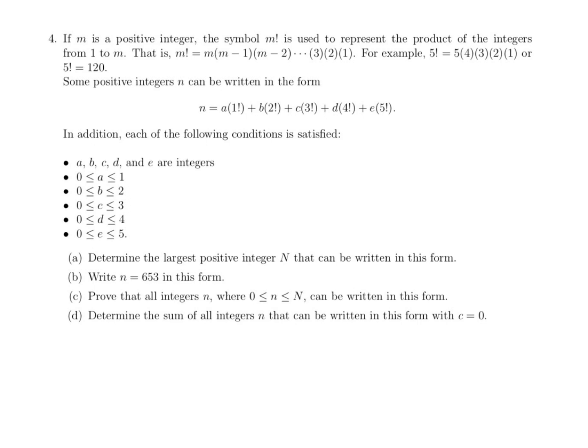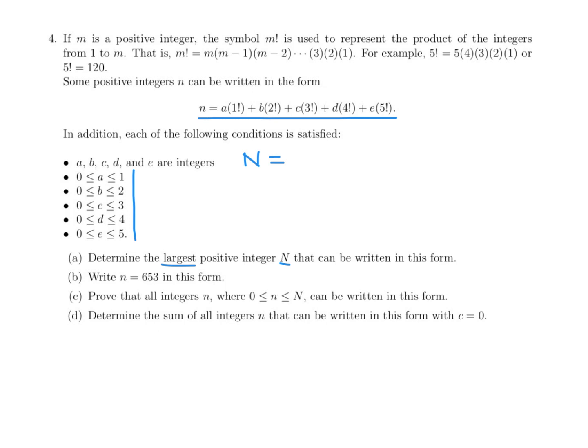Determine the largest positive integer n that can be written in this form. Okay, so throughout this question, we're going to concentrate on that. And they're saying, what's the largest? Well, the largest positive number that can be written in that form, N they're calling it, capital N, is obviously going to utilize the largest possible values for a, b, c, d, and e.